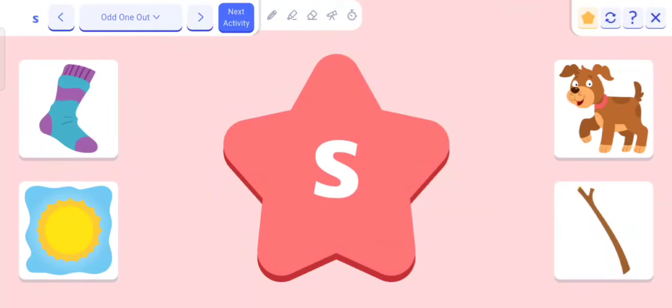Activity number 2. Can you find the word that doesn't have the S sound? Listen carefully. Stick, sun, sock, dog. Yes, that's right. It's the word dog. Doesn't have the S sound.